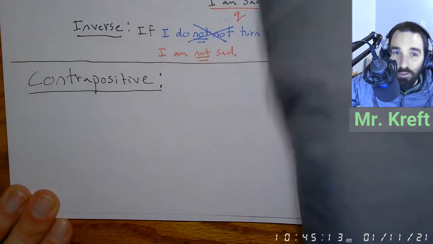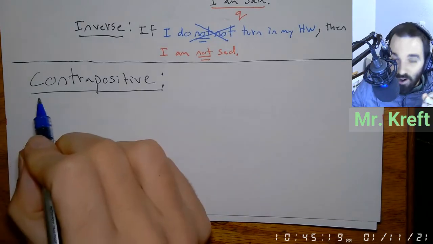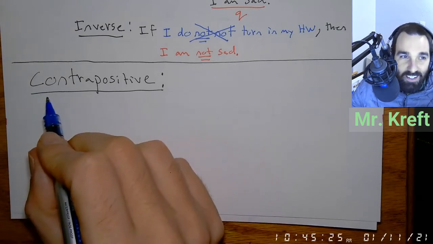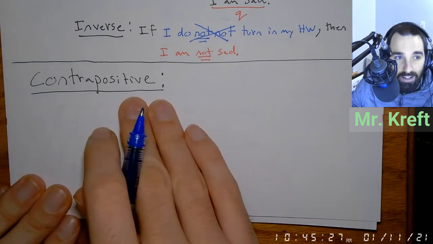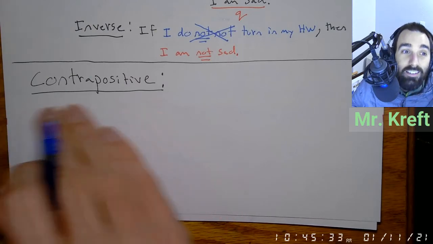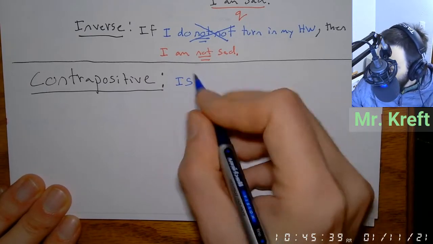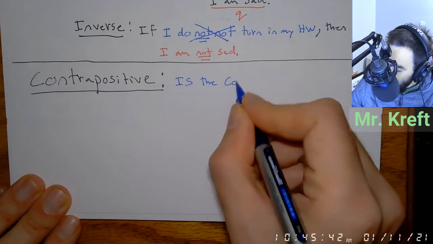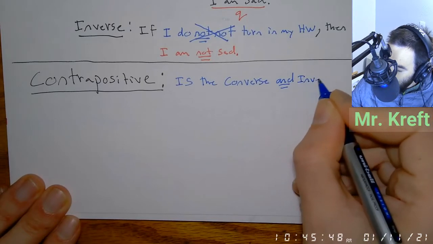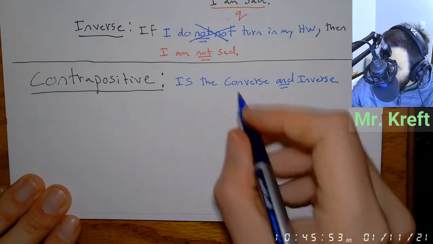All right. So contrapositive. This is how I would remember how to do contrapositive. Do you guys see how awfully long this word is? Contrapositive, it's the longest word. That's how you're going to remember it. Gosh, that's a long word. It does the most. So contrapositive is the converse and inverse. So it's both.